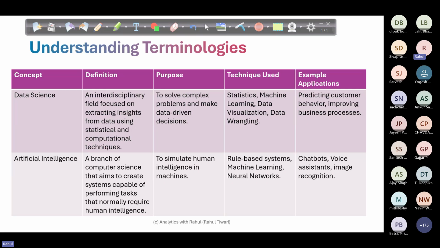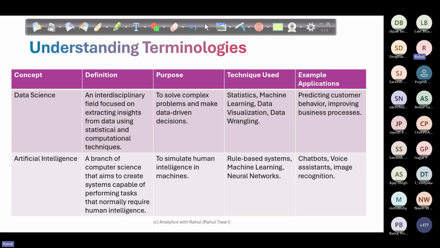If I talk about data science, it is an interdisciplinary field focused on extracting insights from data using statistical and computational techniques. The purpose is to solve complex problems and make data-driven decisions. The techniques which we use are statistical techniques, machine learning techniques, data visualizations, and data wrangling techniques. The examples are predicting customer behavior, improving business processes, and so on.